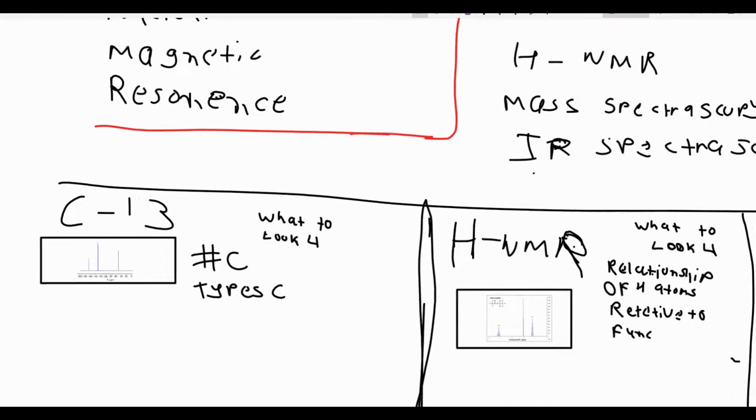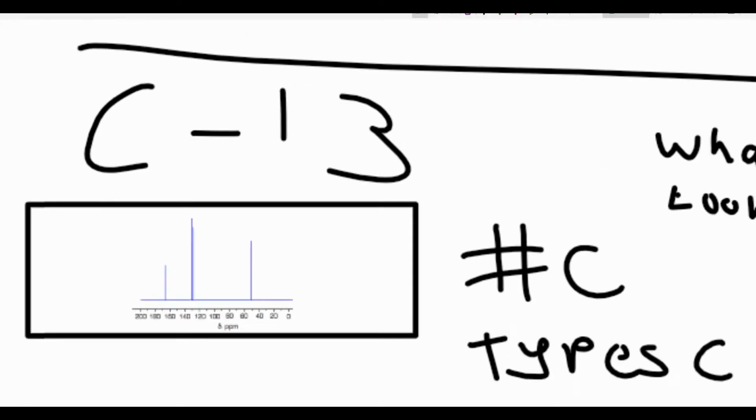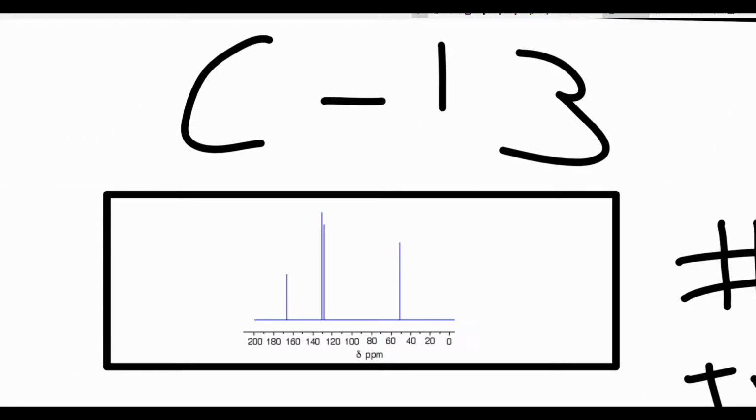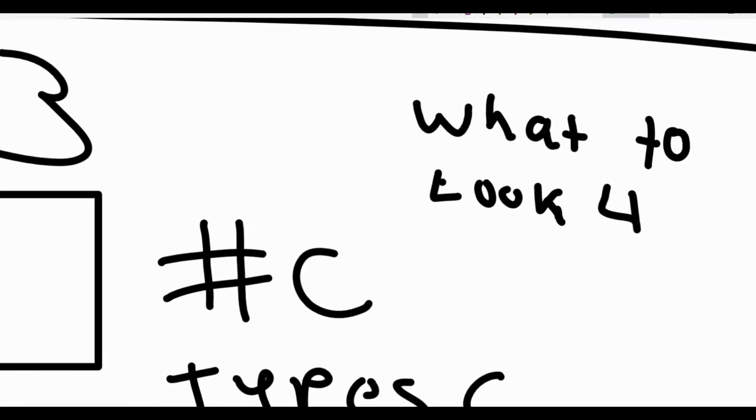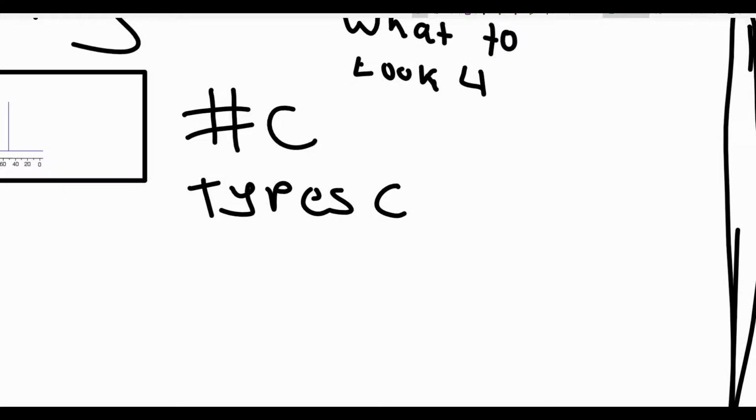Alright, moving on to carbon-13. This is what a carbon-13 NMR will look like. It's basically just straight vertical lines shooting up, going from about 0 to 200 parts per million. Essentially, here are the things that you need to look out for. Carbon-13 tells you the number of carbons and the types of carbons that are present.